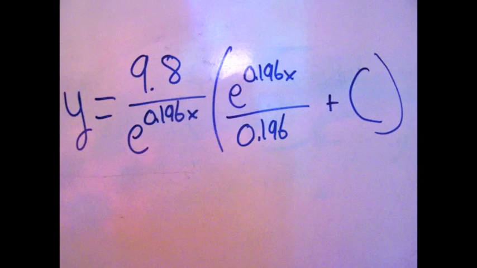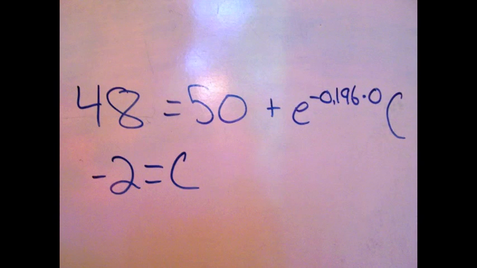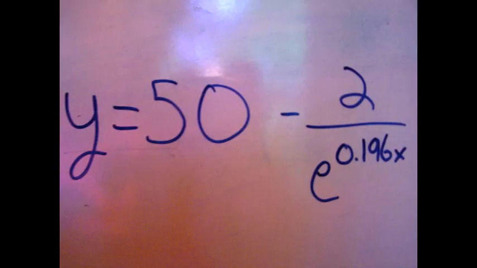Then I took the 9.8 out of the integral and integrated e to the 0.196x. After moving some things around, we get the equation y equals 50 plus e to the negative 0.196x times c. Using our initial condition, y of 0 equals 48, we can solve for c, and you see that we get c equals negative 2. And our final equation is y equals 50 minus 2 divided by e to the 0.196x.